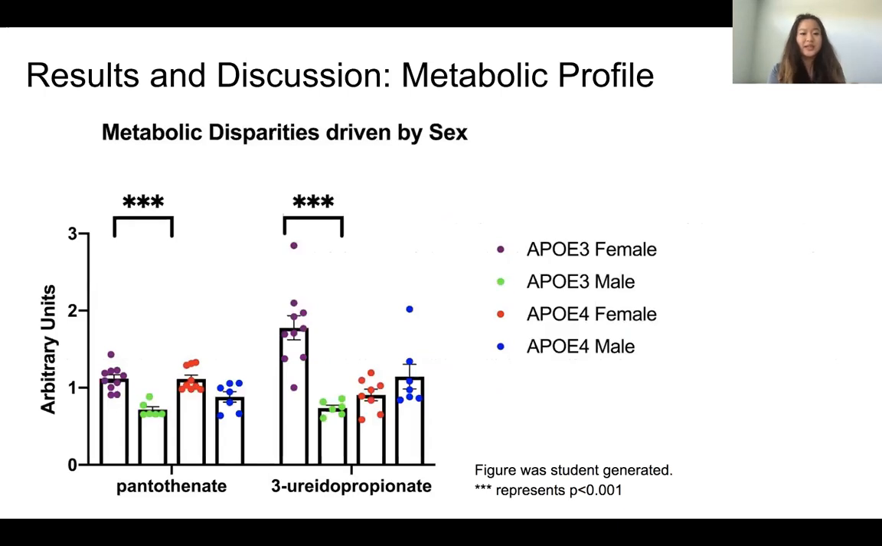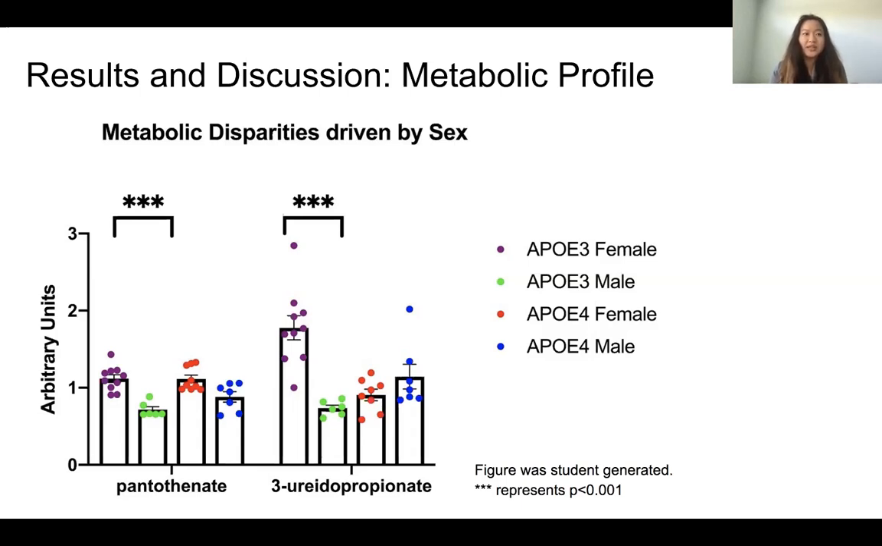Knowing this, what we see here is that these females have significantly higher levels of pantothenate and uridyl-propionate compared to males. One thing that's really interesting is that pantothenate is an antioxidant. Knowing that these ApoE3 females specifically have higher levels of this antioxidant compared to males may explain why those who are ApoE3 still have higher levels of acetylarginine, which is an indicator for oxidative stress. What I'm proposing is that a possible mechanism for why these ApoE3 females are so much more protected from Alzheimer's disease compared to ApoE3 males is the presence of pantothenate in that pathway.